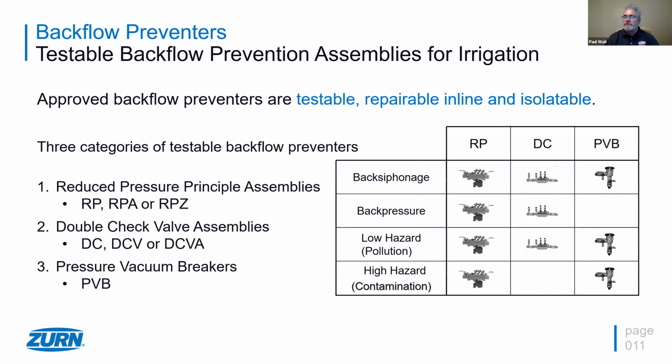Double checks are still used in a lot of regions around the country. Probably I'd say 6 or 7 major states still use double checks. They're still in the code. Back siphonage, it can handle back pressure, but it is only considered a low hazard backflow preventer, which kind of makes you wonder, and you have to ask the question at that point: is landscape irrigation a high hazard or low hazard application? And I would say that you would have to depend upon your perspective.